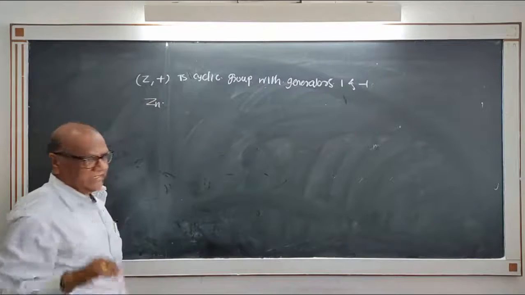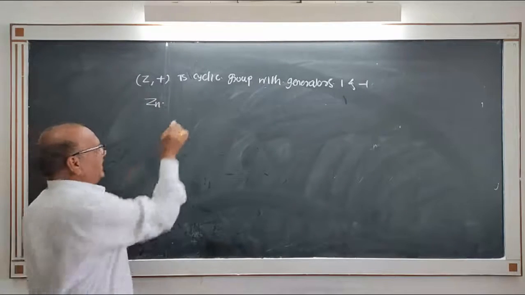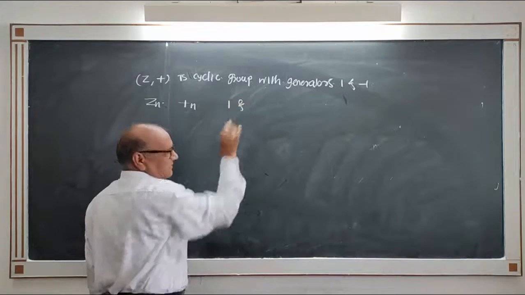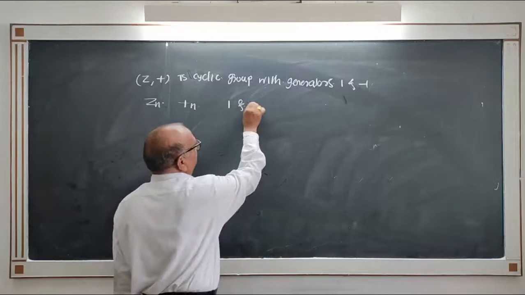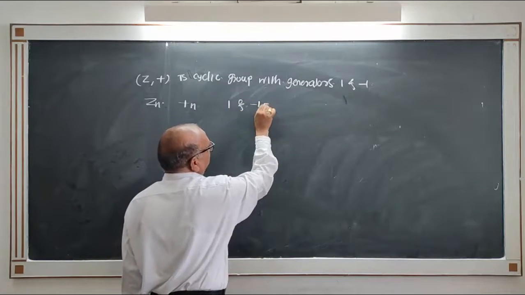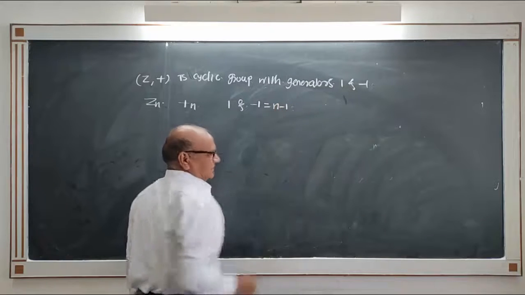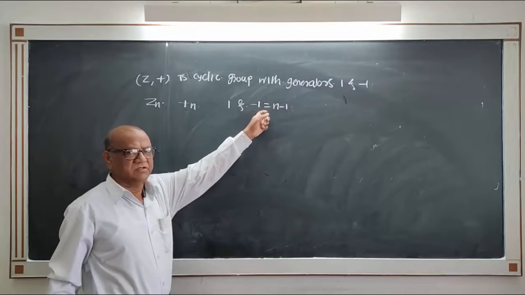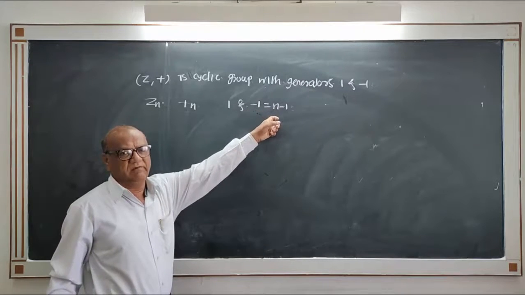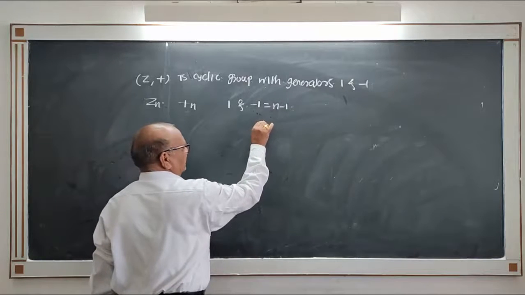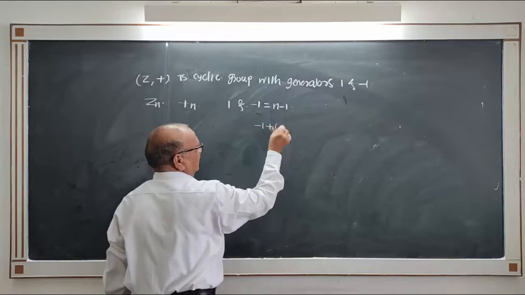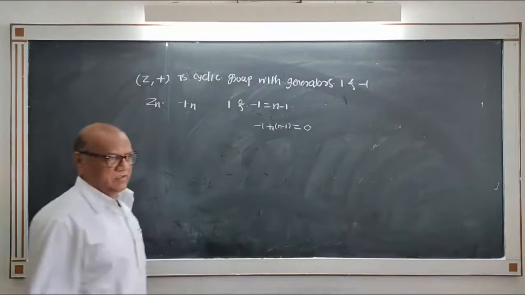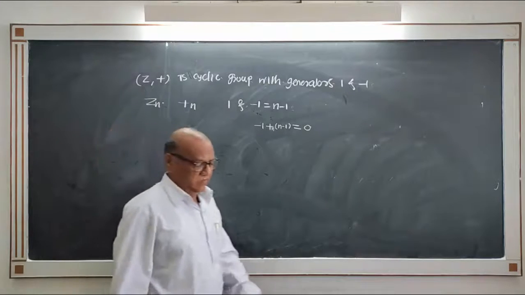Now Zn is also a cyclic group with addition modulo n operation, with generators 1 and minus 1. That means the inverse of 1, and minus 1 means n minus 1 in this group. Minus 1 means the additive inverse of 1, and this is equal to n minus 1, because here minus 1 plus n minus 1 under addition modulo n gives 0.